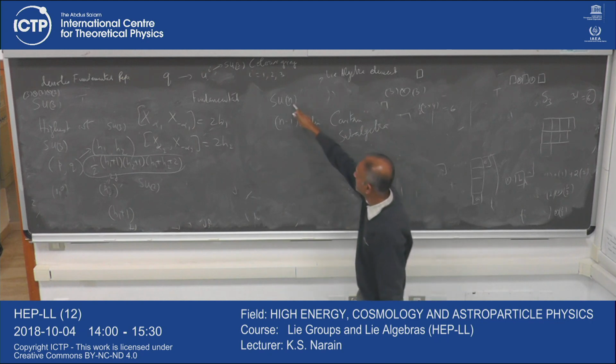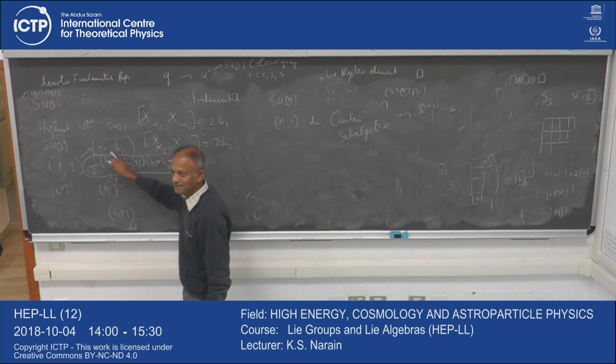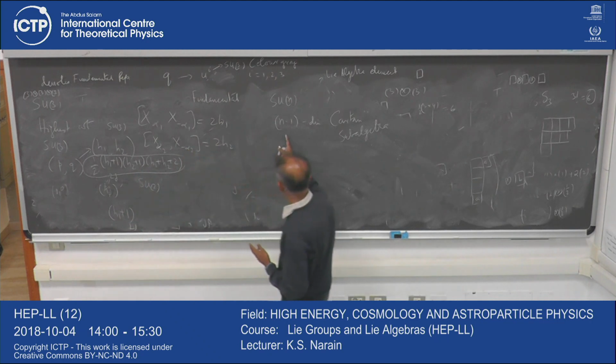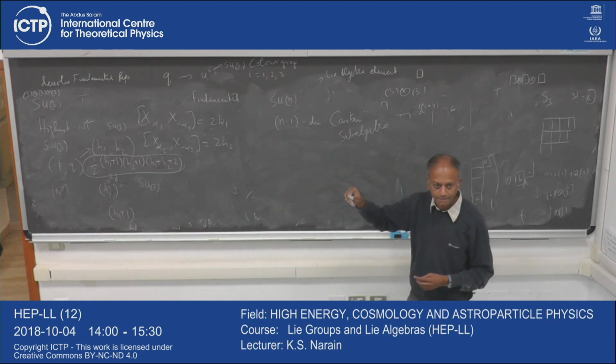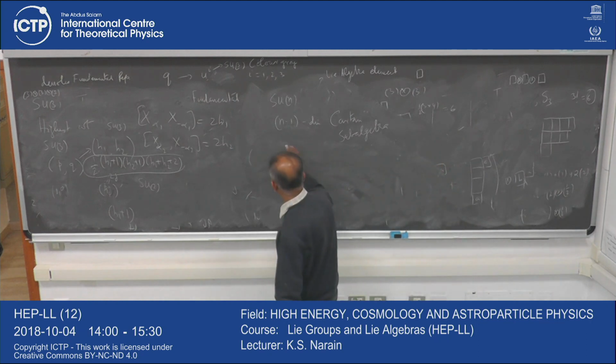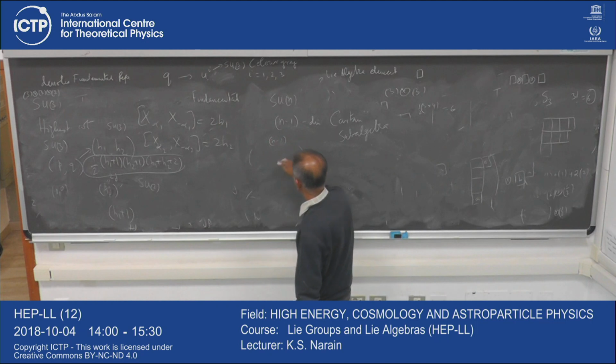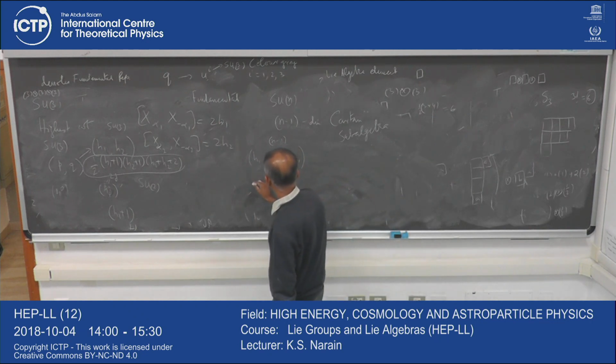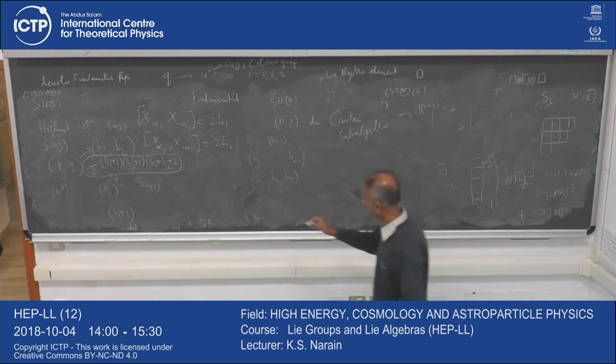Just like for SU3, it was 2. The root space was also 2-dimensional, right? Because roots were the dual of the Cartan, so the same dimensionality. So roots will also be N minus 1 dimensional. You need to specify N minus 1 numbers, so it will be H1 up to H(N minus 1), like that. So in particular for SU4, it will be H1, H2, H3.